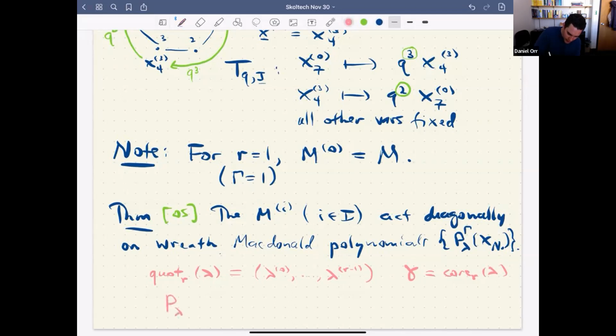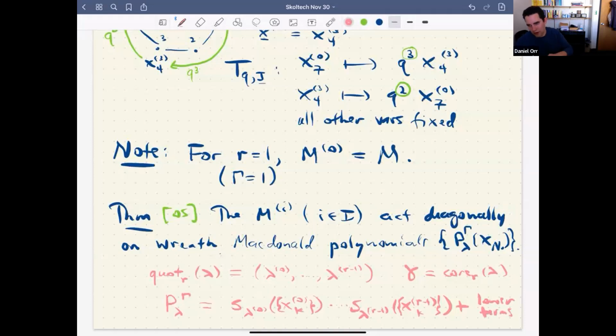And then if you look at P lambda gamma, what will it look like? It will look like S lambda zero in the variables at zero, times S, so it's a product of Schur polynomials, plus lower terms. Lower terms requires more explanation, which I don't want to get into. But it has a leading term that's given by this product of Schur functions, and that's how the multipartition comes in.